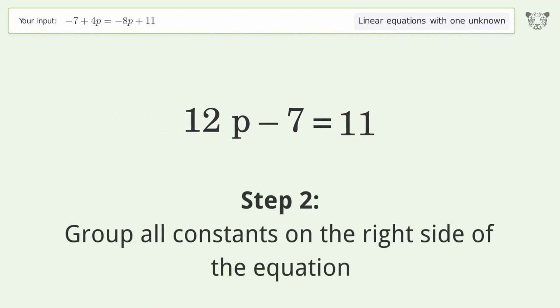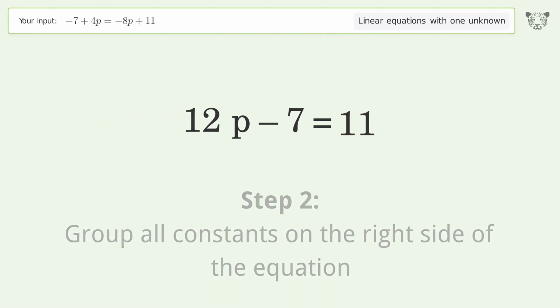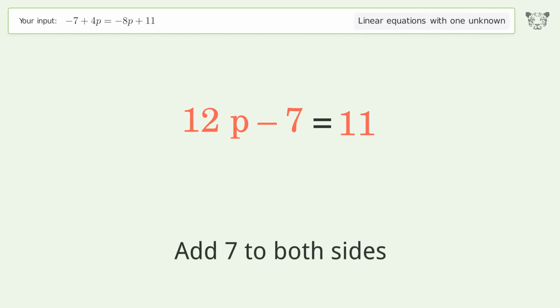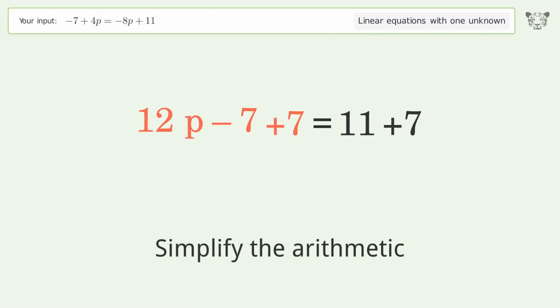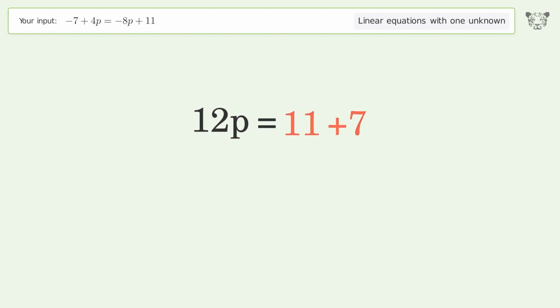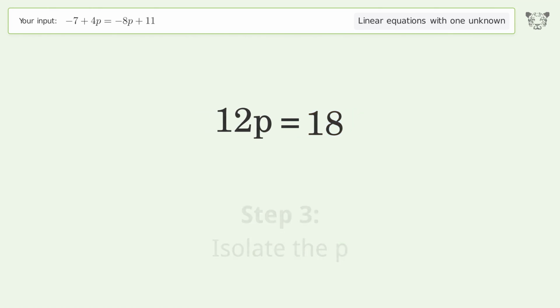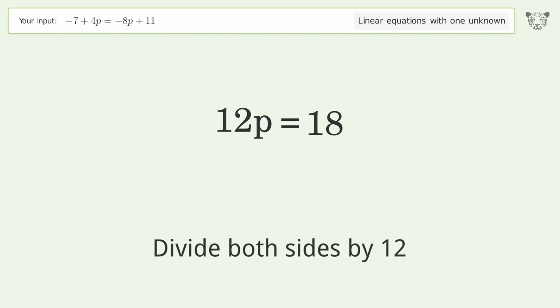Group all constants on the right side of the equation. Add 7 to both sides. Simplify the arithmetic. Isolate the p. Divide both sides by 12.